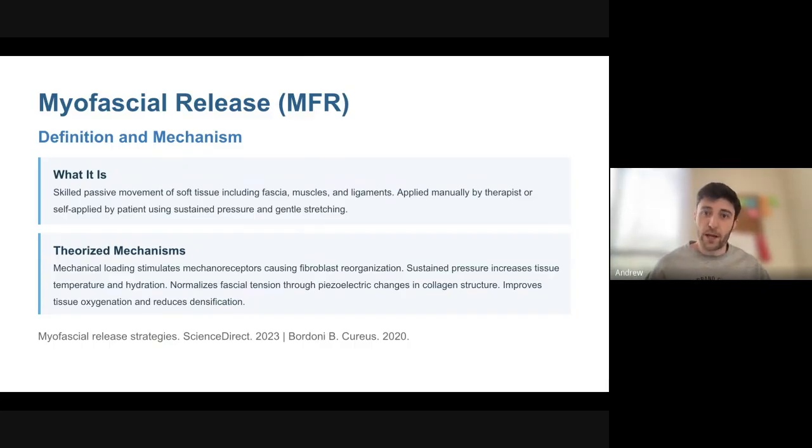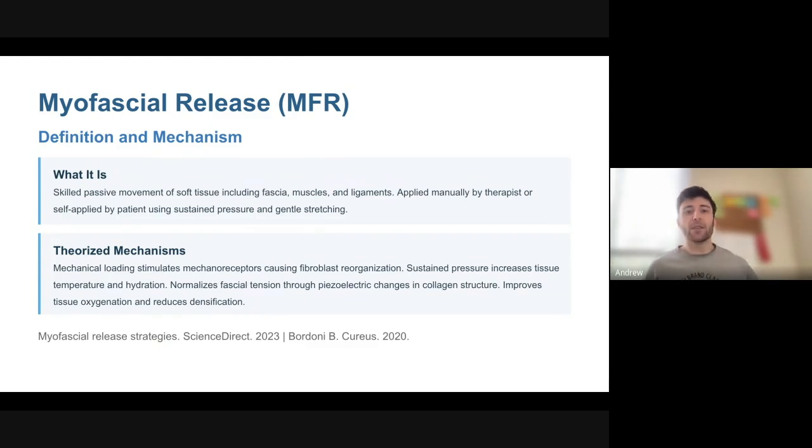By pushing on that trigger point and holding it for about a minute and a half, what eventually happens is you're driving more blood into the area, which means more oxygen, more nutrients, more electrolytes, more water, and you're also increasing the temperature. This helps normalize the fascia tension through changes in collagen structure. It also causes a signal to be sent from the brain down to the muscle saying, turn off, relax, at the same time. All of this leads to improved tissue oxygenation and reduces the density of that trigger point, which effectively just means it resolves in most cases.